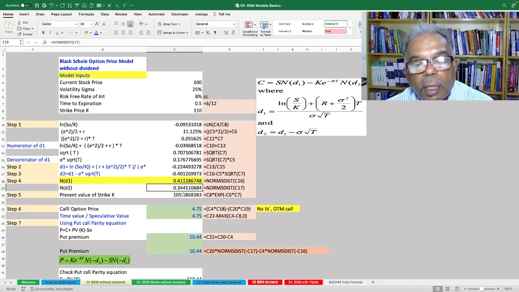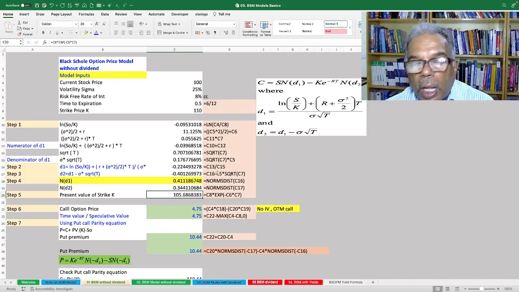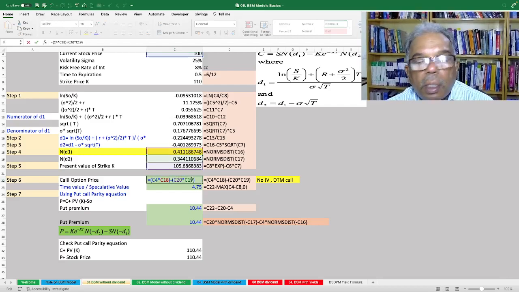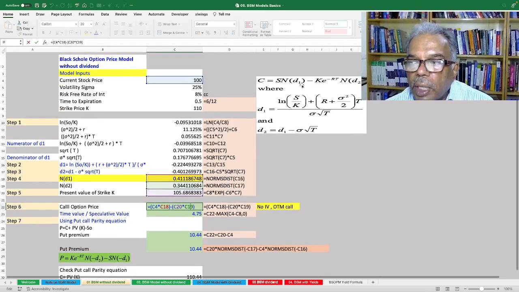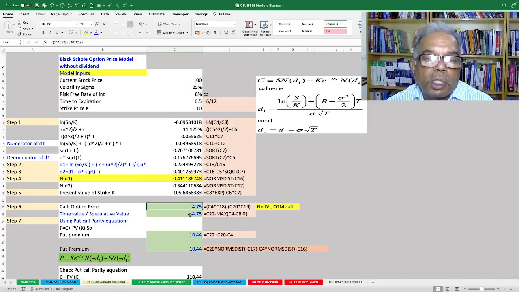Once you calculate that, the next step is to calculate the present value of the strike price, which is nothing but 110 into exponential minus r, 8%, into 6 divided by 12, that is 0.5. Once you calculate the discounted value of the strike price, the final step is to give the inputs into the model: the stock price into N of d1 minus the present value of the strike price into N of d2, which gives you 4.75.